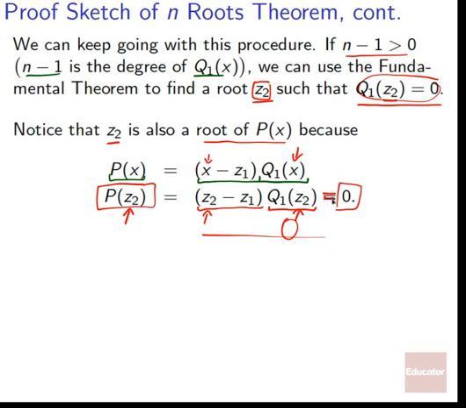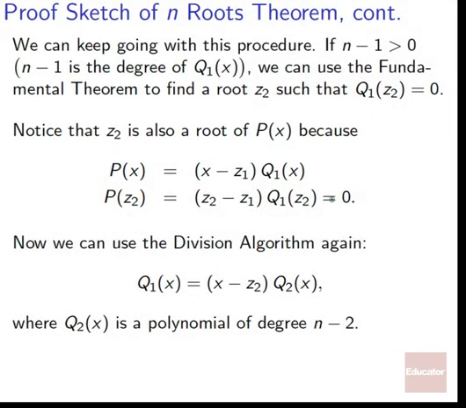Pretty cool. Now, we can just use the division algorithm again. We know that q1 of z2 equals 0, so it must be the case that x minus z2 is a factor of q1 of x, right? Since it's able to be pulled out, so we can pull out a factor x minus z2 from q1, which gives us, once again, another quotient, our second quotient, so we'll call it q2 of x, and q2 will be a polynomial of degree n minus 2, because remember, q1 started at n minus 1, and then we're going to subtract 1 because we're pulling out a degree of 1.